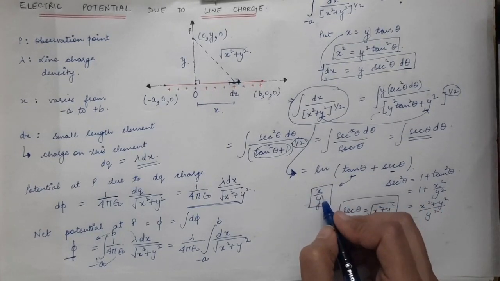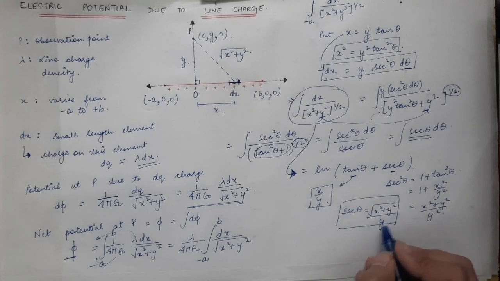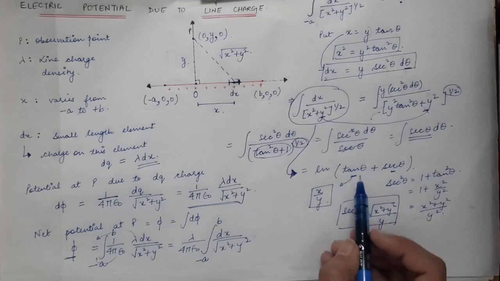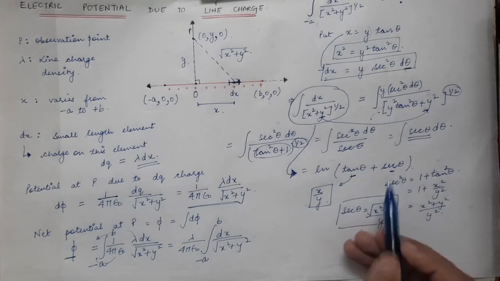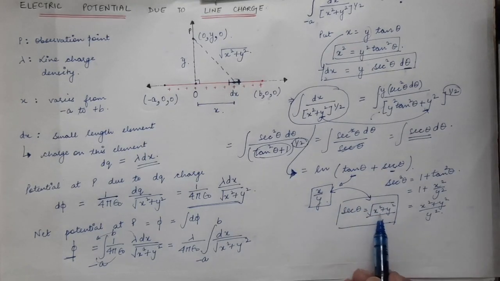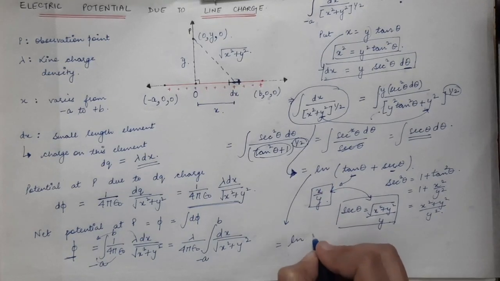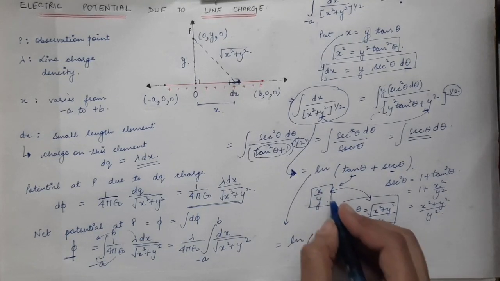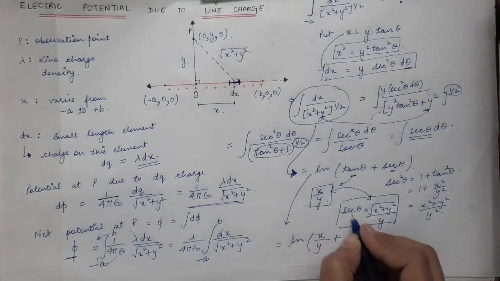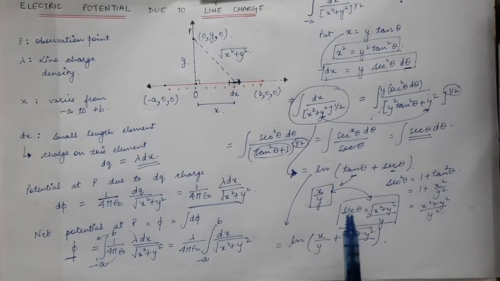So this is the expression. Tan theta is equal to x divided by y and secant theta is equal to under root of x square plus y square divided by y. Inside this bracket we have tan theta plus secant theta, so we are going to do the summation of these two terms. So x by y plus under root of x square plus y square divided by y. That will be equal to this natural log of tan theta plus secant theta. So tan theta is x by y and secant theta is under root of x square plus y square whole divided by y. This is the result of this particular integration.